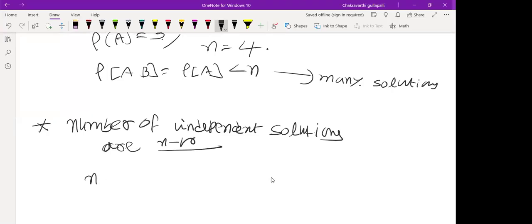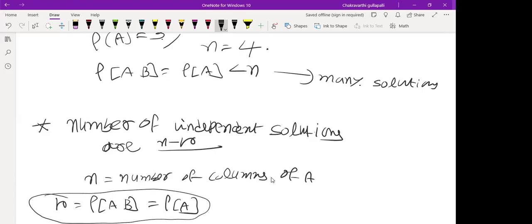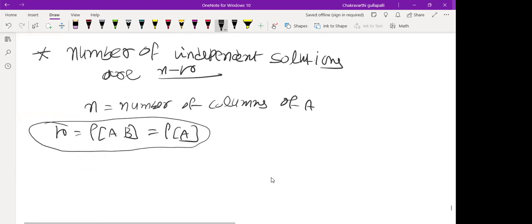N is the number of columns of A. And R is the common rank. Rank of augmented is equal to rank of A. This common rank is denoted by R. Number of independent solutions is given by the formula N minus R. They are also called the number of free variables.